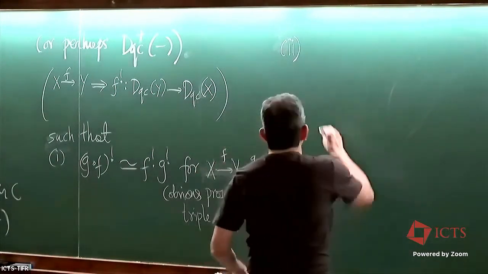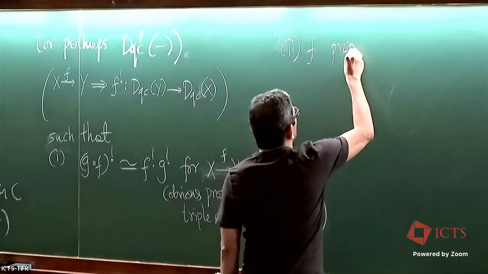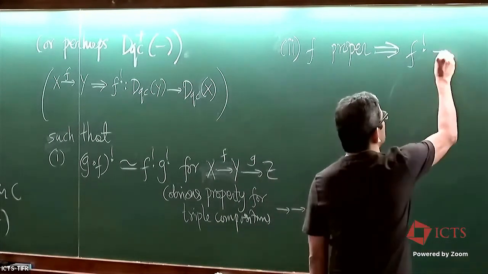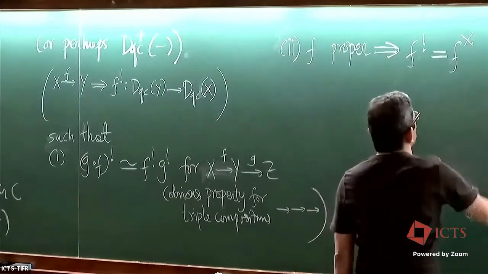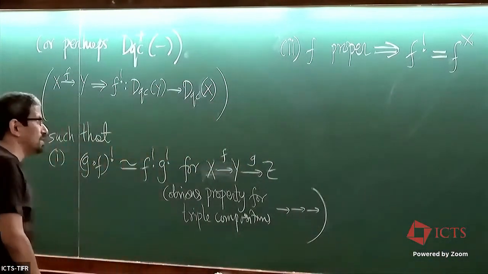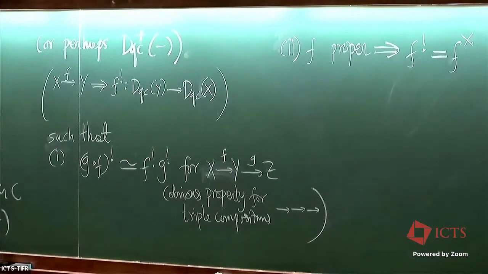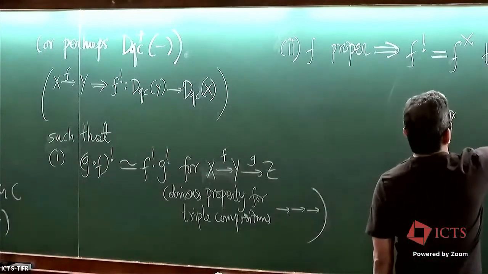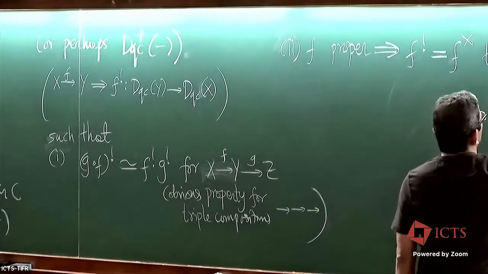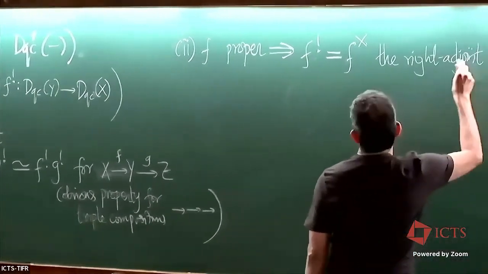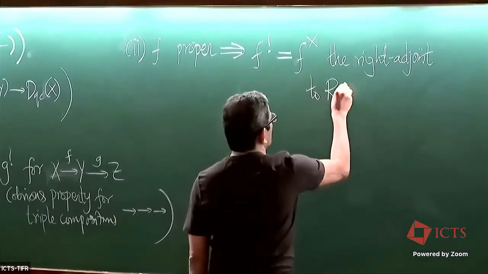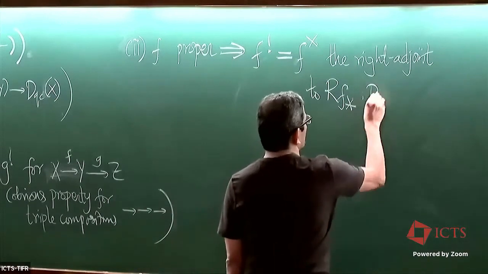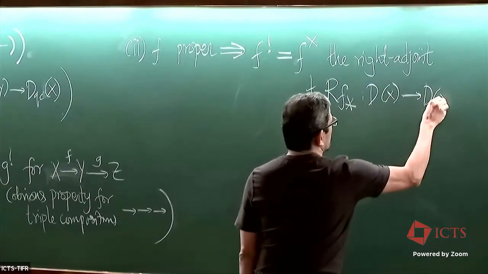Number two is, if F is proper, then that implies F shriek should be a right adjoint. So F shriek is equal to F cross. Unfortunately, I'm introducing a lot of notation here. This is something I had mentioned last time, and cross is the right adjoint to RF lower star. So RF lower star will go from DX to DY, and we'll put QC here.